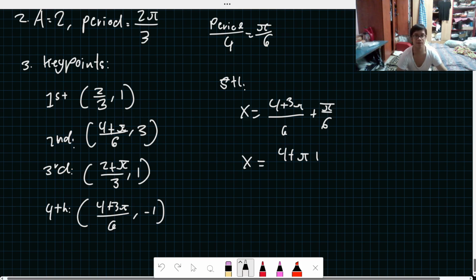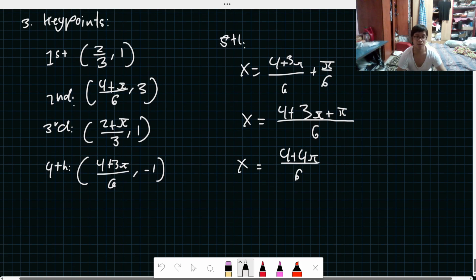3 pi. Forgive me, it's actually 3 pi plus pi, then copy the denominator. So 4 plus 3 pi plus pi, and these two are similar terms, so you can add them together. So you will get 4 plus 4 pi all over 6. If we're going to simplify it, all are divisible by 2. So 4 divided by 2 is 2, 4 pi divided by 2 is 2 pi, and 6 divided by 2 is 3. So therefore, your simplified answer is 2 plus 2 pi all over 3.